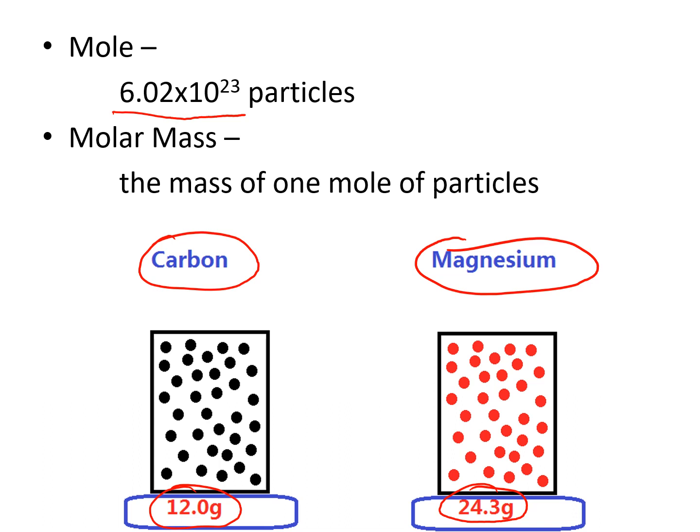So what we can call this is the molar mass, the mass of 1 mole of particles. So even though carbon has 6.02 times 10 to the 23, the molar mass of it is 12, and the molar mass of magnesium, or the mass of 6.02 times 10 to the 23 particles of magnesium, is 24.3. Okay, and this 24.3 and this 12 can be found on your periodic table. Those will also be called atomic masses on your periodic table.